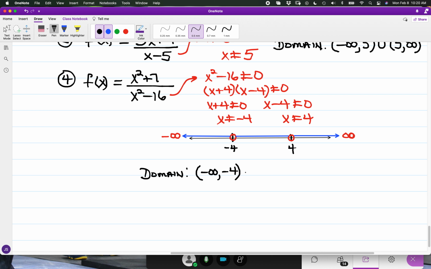Okay, -4 is not included. And then we have this strip or line segment in the middle. So you have values of x such that -4 is less than x is less than 4. So you have this middle section. And again, the parentheses indicate that negative and +4 are excluded.